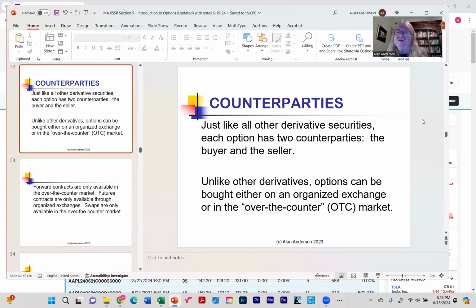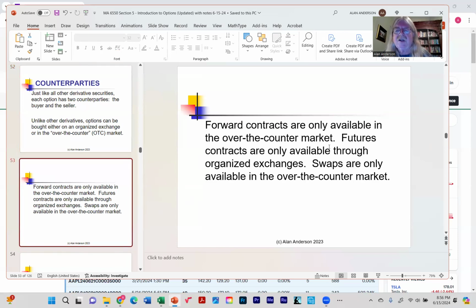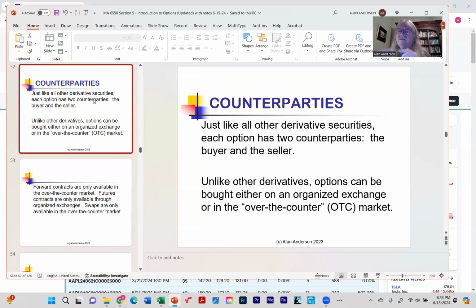Well, it can be different. So you've got a buyer and a seller. And now, by the way, here's one of the most interesting things about options. I'll just summarize this here. Forward contracts can only be obtained in the over-the-counter market. That's because they're so specialized that it wouldn't make sense to have an exchange trading them. Futures are only available through organized exchanges. Okay, they're heavily regulated. They're only available through exchanges. Options can go either way.